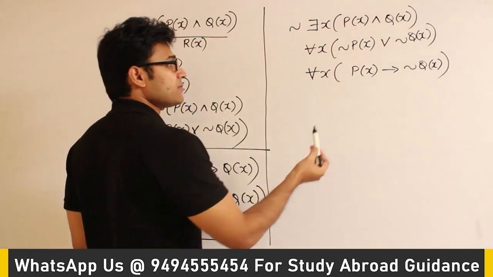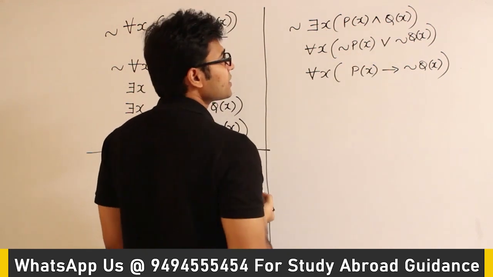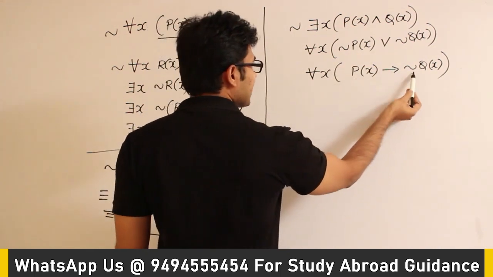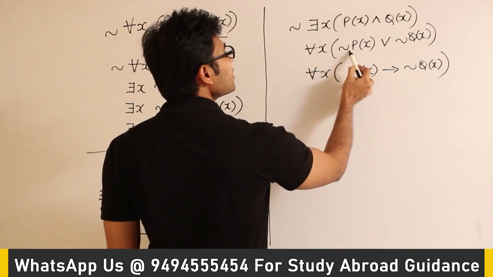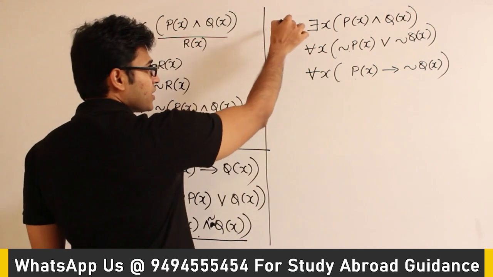Why did I write this? Because p implies q can be written as negation p or q, isn't it? Similarly, p implies negation q can be written as negation p or negation q. Got it? So these two are very important.